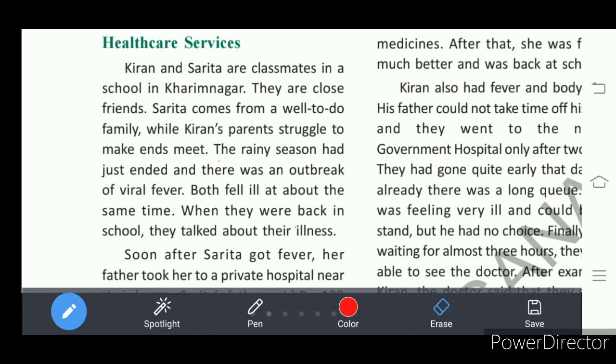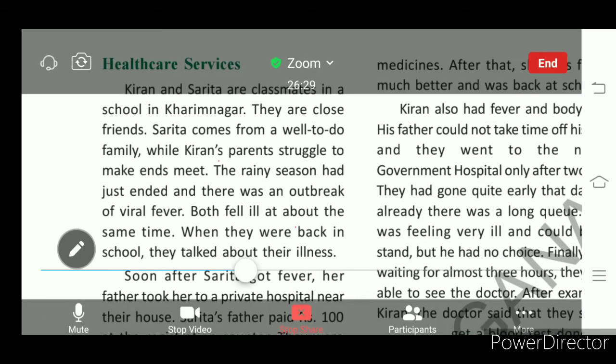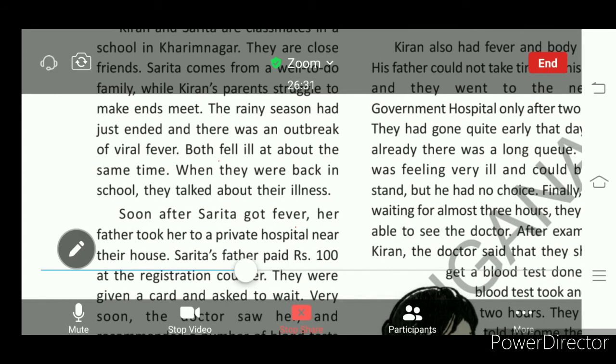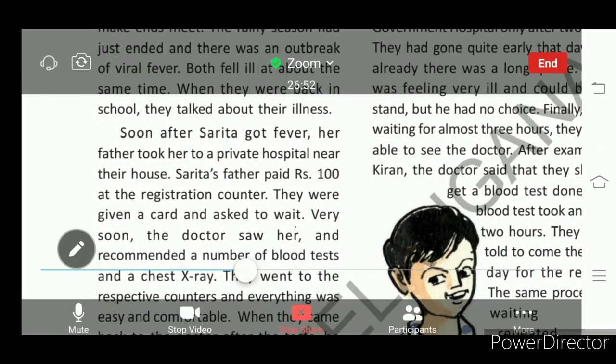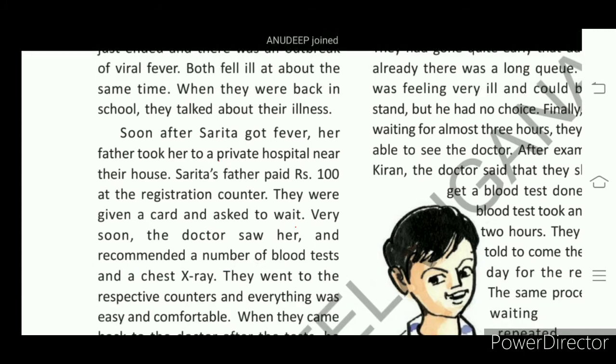When they were back in the school, they talked about their illness. That means both Sarita and Kiran suffered with illness and they went to the doctor. They got treatment. After recovering from the illness, they came back to the school. After coming to the school, they started discussing their illness. So, what was the discussion between Sarita and Kiran? Okay.